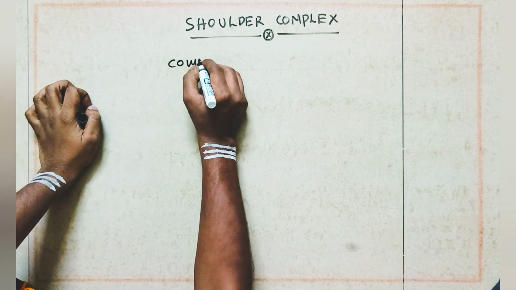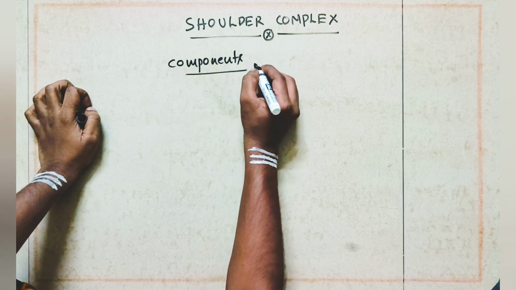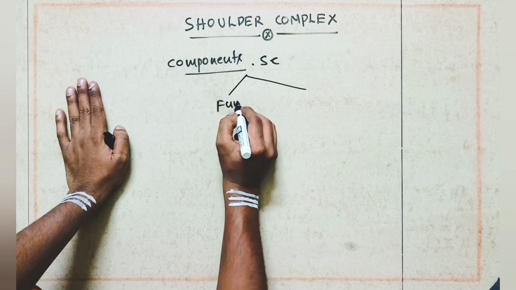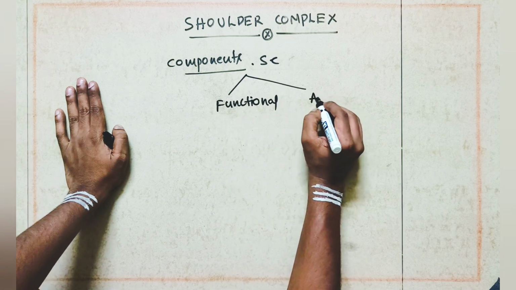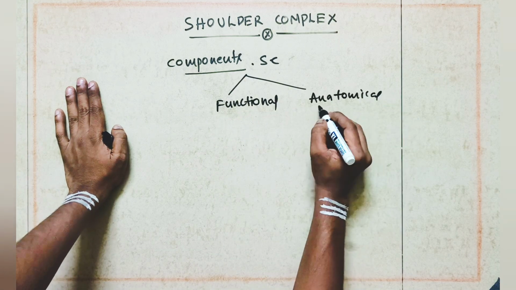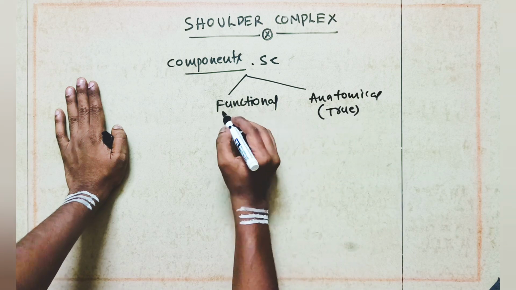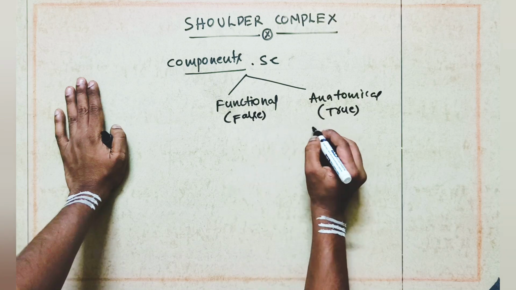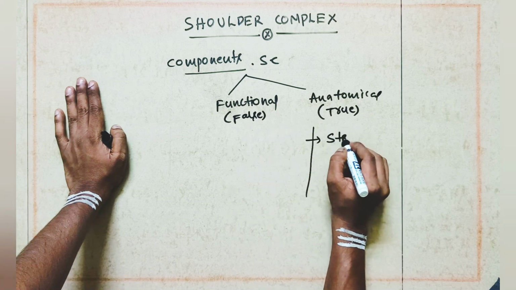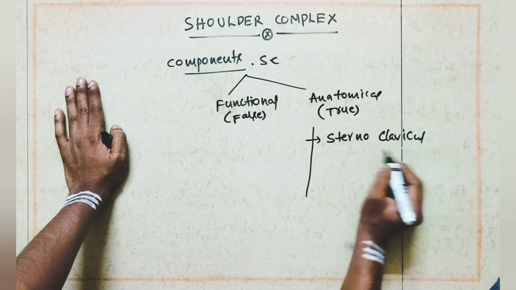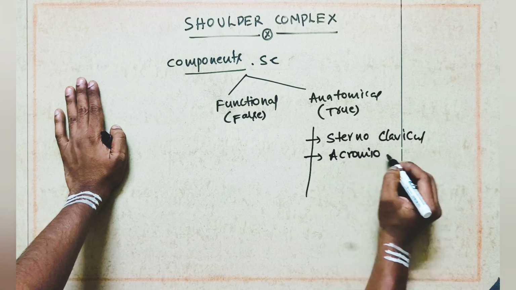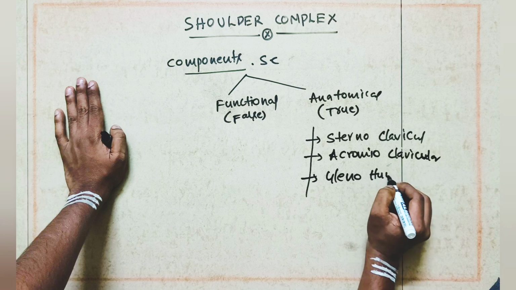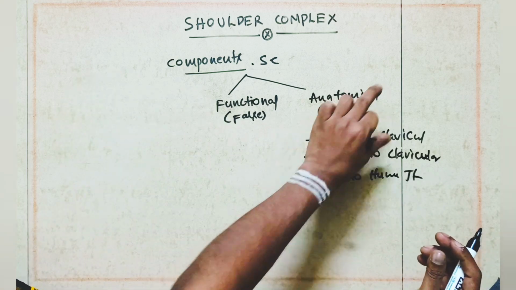Next point, components of the shoulder complex. Here we will be having two types of joint: first one functional joint, and second one anatomical joint. Anatomical joints are true joints, and functional means not a true joint, a false joint. Among the anatomical joints, we have the sternoclavicular joint, the acromioclavicular joint and the glenohumeral joint. These three are the anatomical joints.